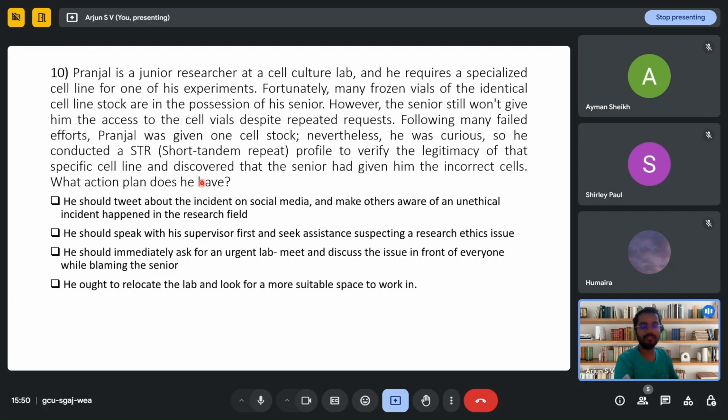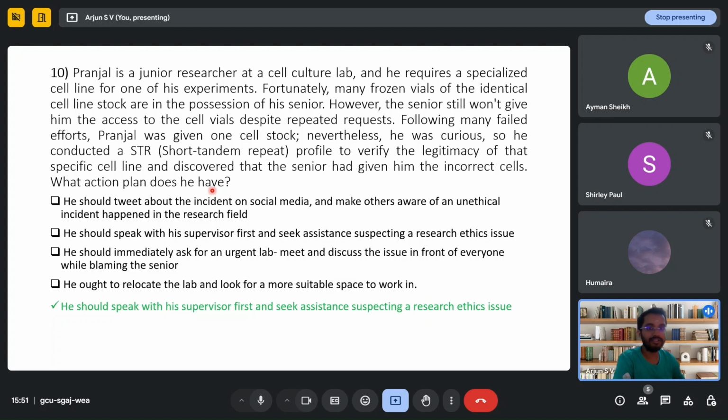So this is just a theoretical value based question. Ideally, if he finds out that he has been given a wrong cell line, he should try to contact a supervisor first, and he should ask the supervisor what can be done, since he is suspecting a research ethics issue because he has been provided a wrong cell line.